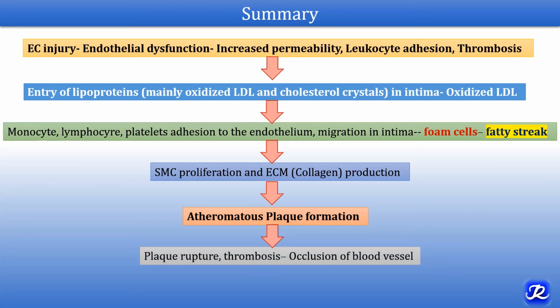The consequences of atheromatous plaque are rupture and thrombosis, which further lead to occlusion of blood vessels. And if the coronary artery is involved, it leads to coronary artery disease, which is manifested as myocardial infarction. If the cerebral artery is involved, it leads to cerebrovascular accidents. If peripheral vessels are involved, it leads to peripheral vascular disease.